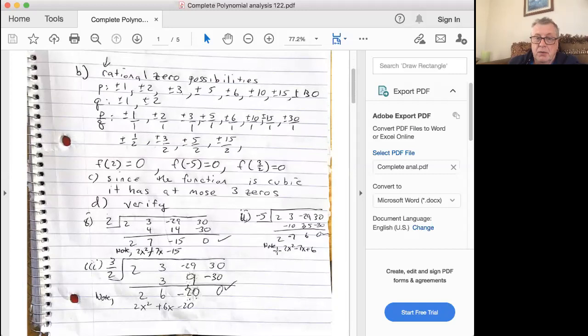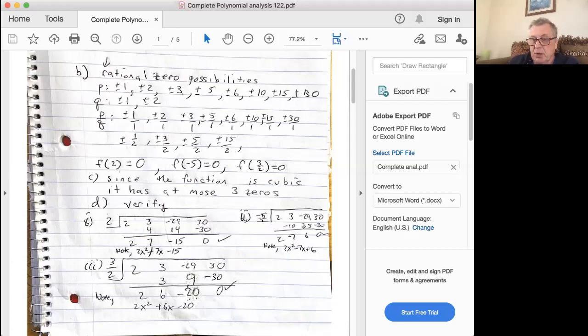So for 2, we do the synthetic division. I want you to make sure to realize that this answer you get down here is a polynomial itself. And so since we started with a cubic and we divided by one root, we get a square. So that'd be 2x squared plus 7x minus 15.